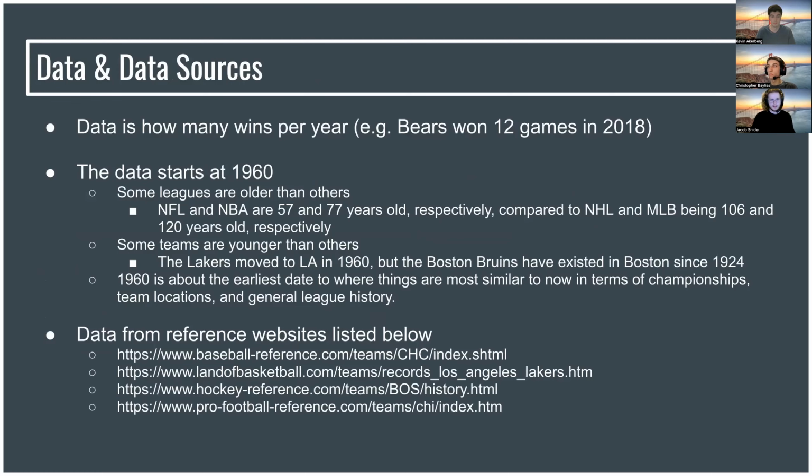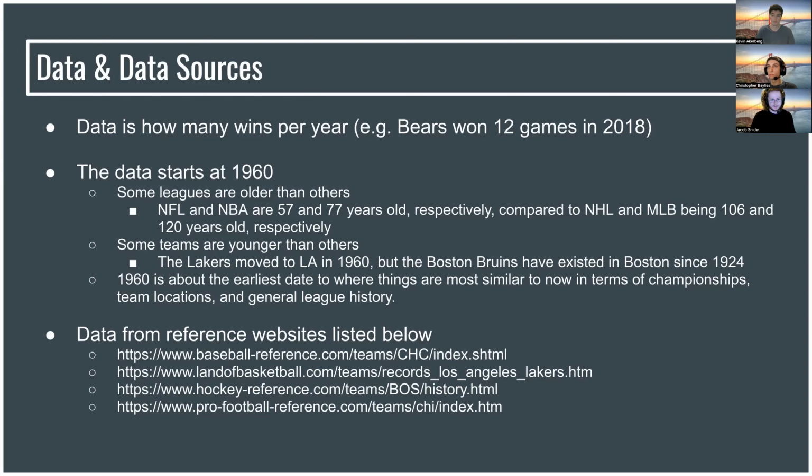A note about our data. The data that we're dealing with is how many wins each team had per year. So for example, in the year 2018, the Bears won 12 games. And by year, we really mean season. We chose for our data to start at 1960 and go until 2022.